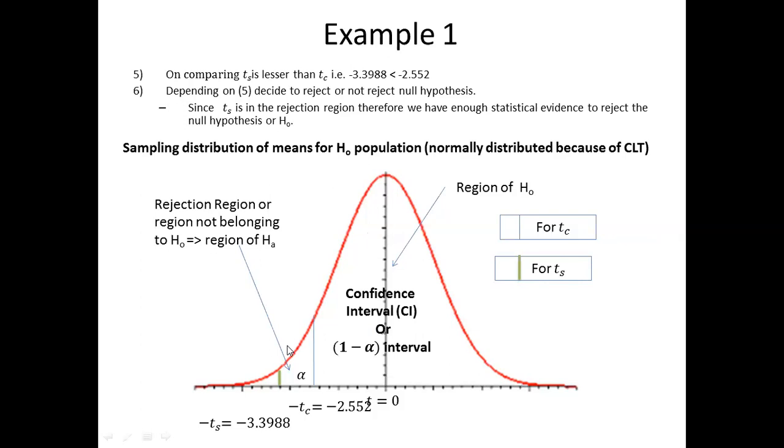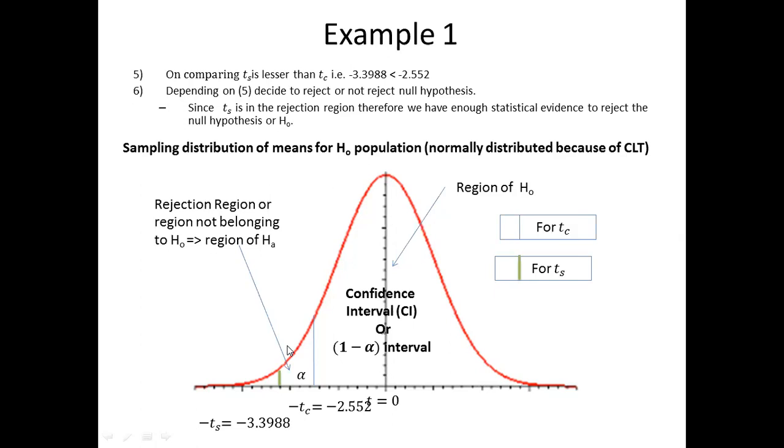So since it does not belong to the H naught population, it will be belonging to the other population, and the other population is the HA population. Since it is not part of the H naught population, this sample does not belong to the population of null hypothesis, and surely we can state that we can reject the null hypothesis. By rejection of the null hypothesis, we mean that our sample does not belong to the H naught population, as we have discussed in the previous examples as well.